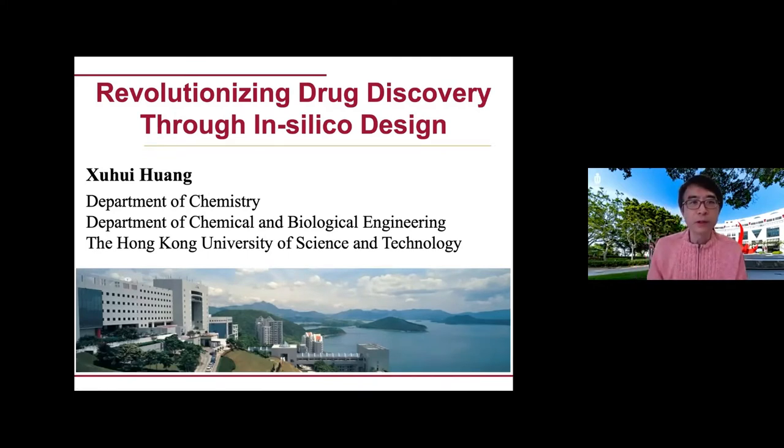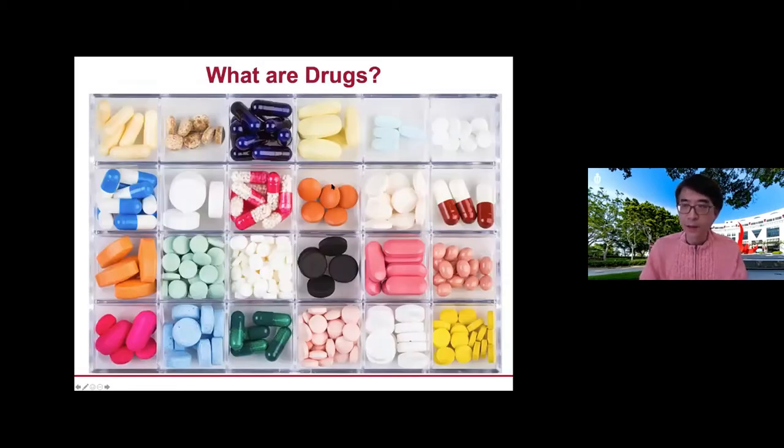So we're going to talk about revolutionary design of drug discovery through in silico design. So what does in silico design mean? In silico design means using computers, using computational methods to help drug discovery. So I'm going to start my talk with a very simple slide. You can see this picture shows many, many drugs and oral drugs. I think all of you take drugs when we get sick in our daily life. Right? Have you wondered what is inside of these drugs? What are the active components of these drugs?